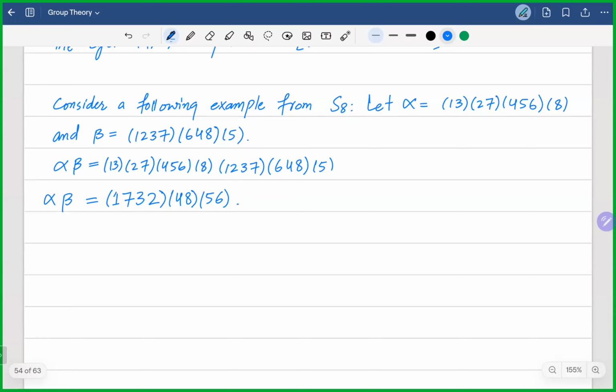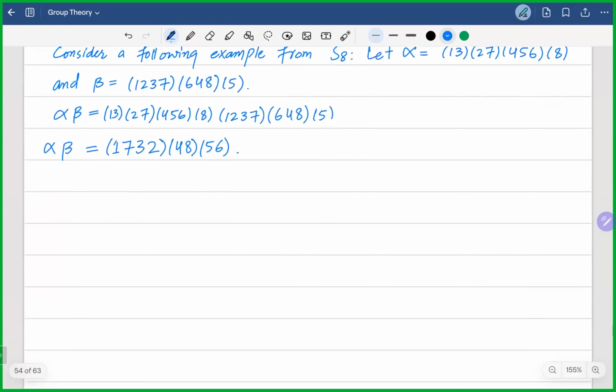Perfect. The important thing to bear in mind when multiplying cycles is to keep moving from one cycle to the next, from right to left. Okay? To be sure you understand how to switch from one notation to the other and how to multiply permutations, we will do one more example.